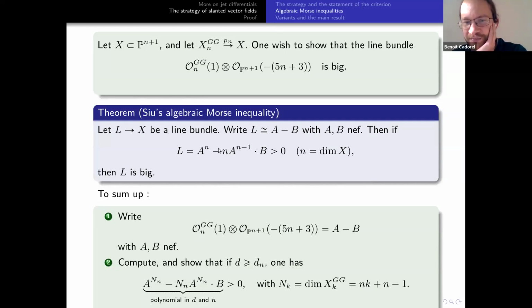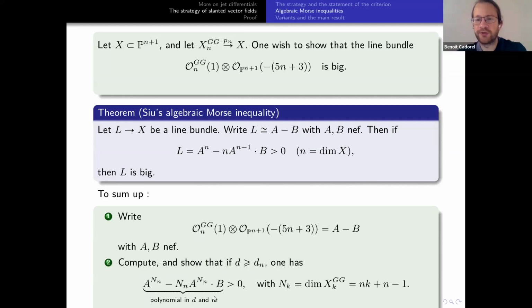This is an integer, and this is a line bundle. So this equality here should not be here. I mean that you compute this integer. This is here the version for the nth jet space over the hypersurface. You compute this integer, and if it is positive, then you have proved the bigness of your line bundle. And this integer, if you write everything down, will turn out to be a polynomial in the degree d of your hypersurface and your dimension n.